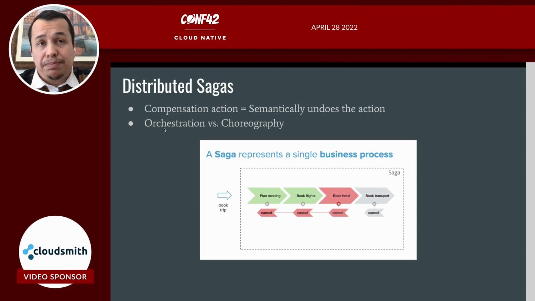There are two basic approaches to distributed sagas. The first one is the orchestration, and the second one is the choreography approach. In the orchestration approach, there will be an orchestrator to manage the transaction itself. It's not the same thing as the coordinator in the two-phase commit.